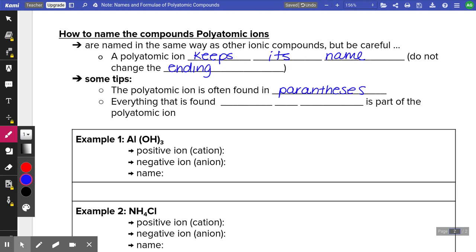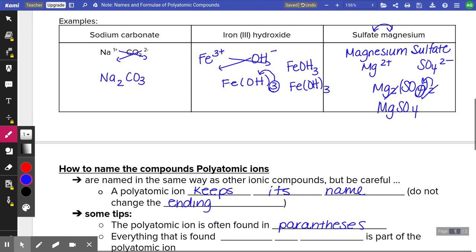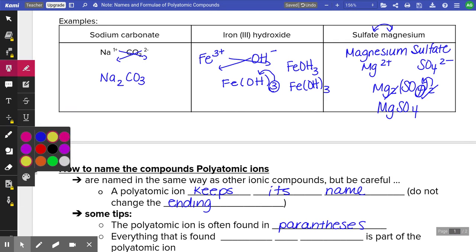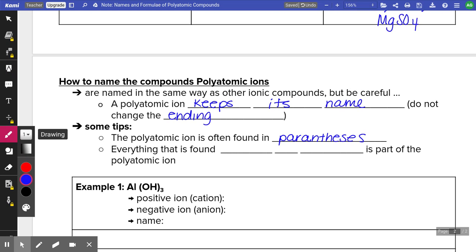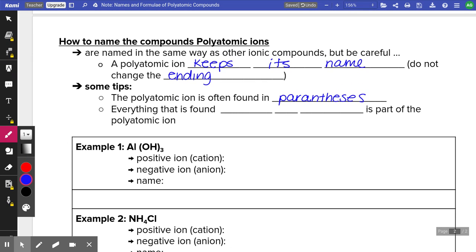So what that means is, like we've seen a little bit higher up, you often have situations like this, iron hydroxide, where you end up with a polyatomic in parentheses. Okay, so that should really be a flag that I have a polyatomic ion present in this compound. Everything that's found after the metal is part of the polyatomic ion.